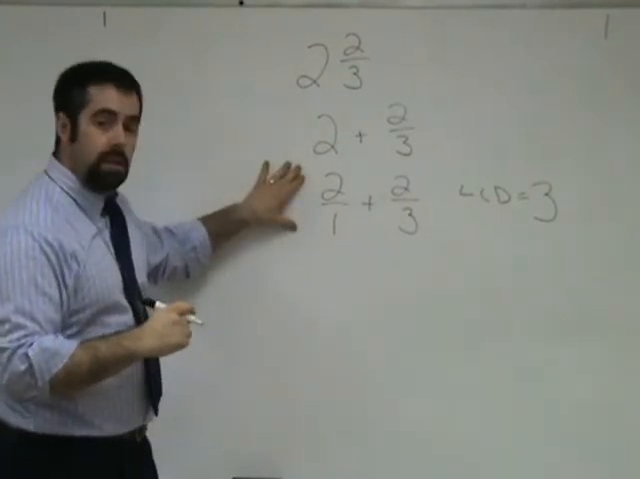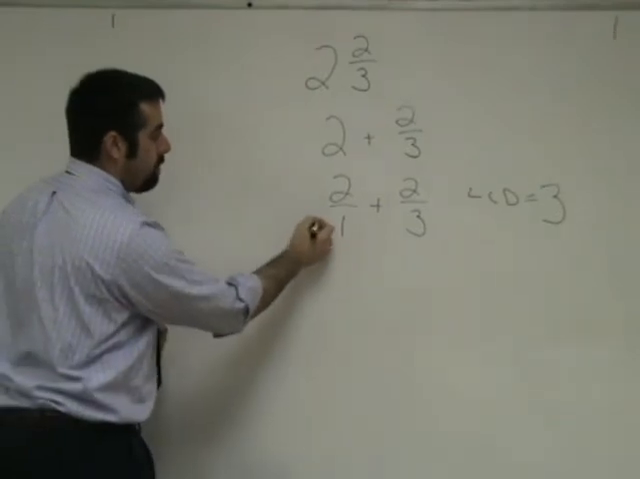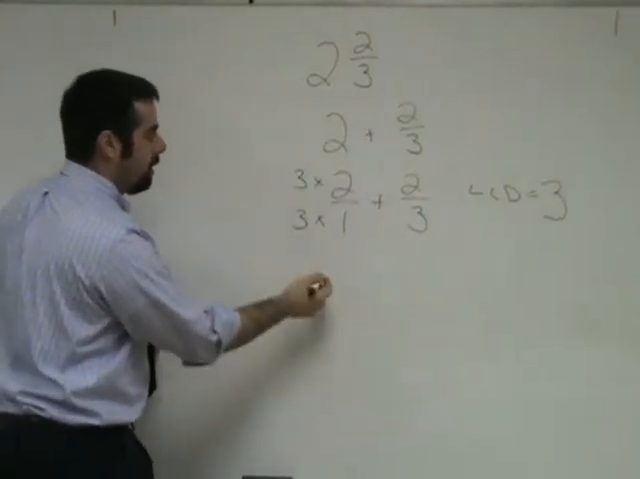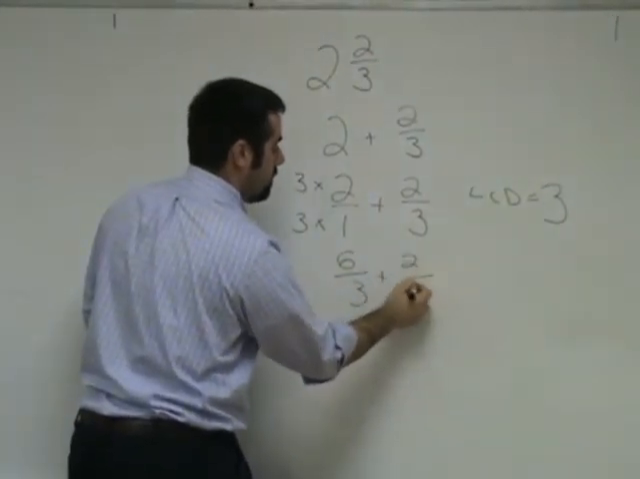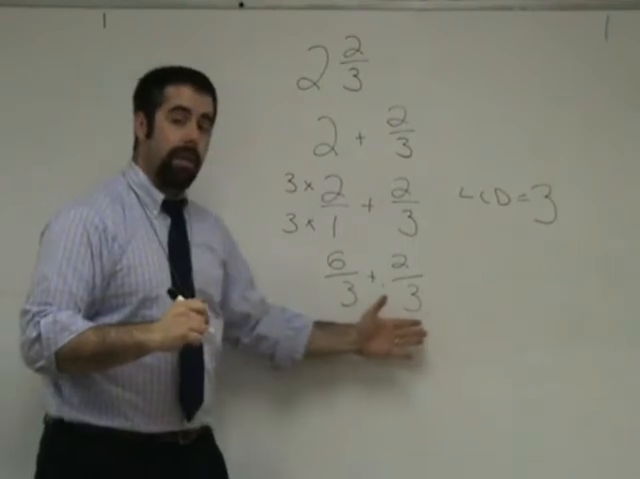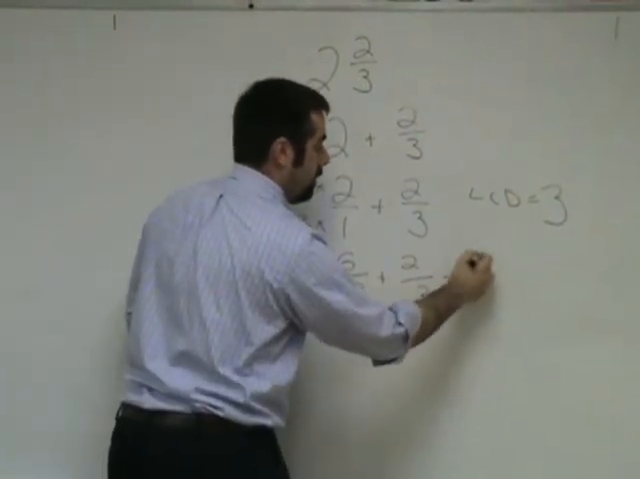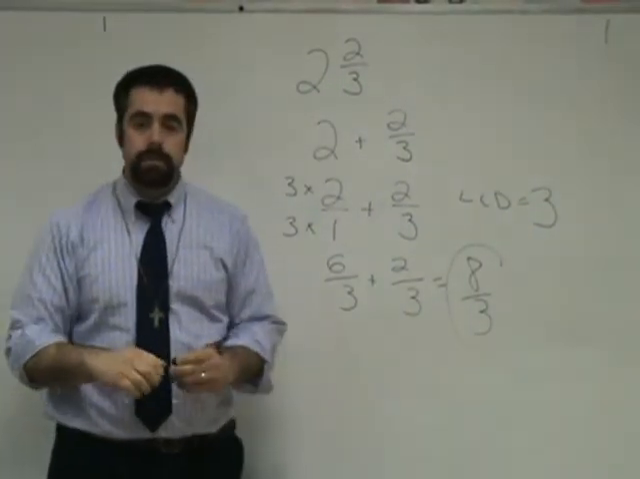So I change this fraction to have a denominator of 3. I do that by multiplying the numerator and denominator by 3. So I get 6/3 plus 2/3. Now with that same denominator, I add the numerators. I get 8/3 as my solution.